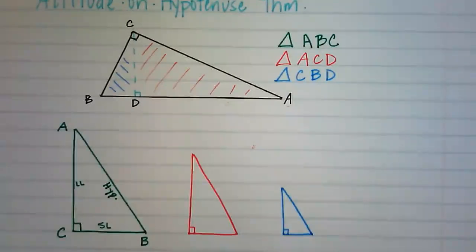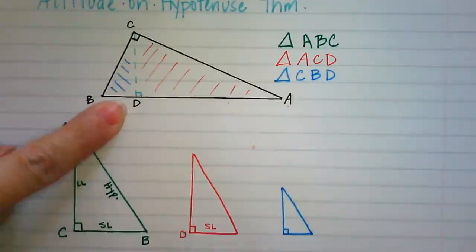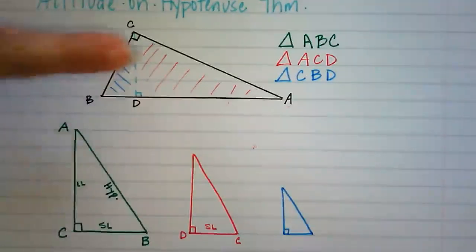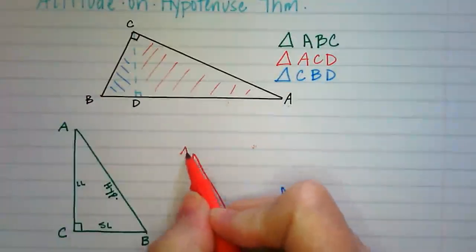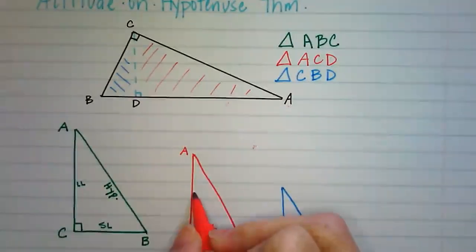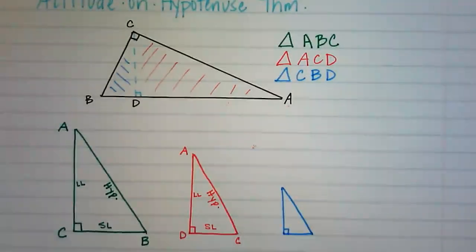All right, so when we look at Mama Bear, her right angle is at angle D. Her short leg is DC. Her long leg is AD. And her hypotenuse is AC. So there's the long leg, and then here is her hypotenuse.